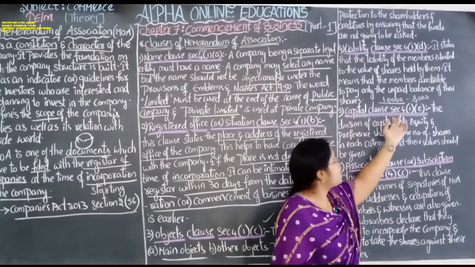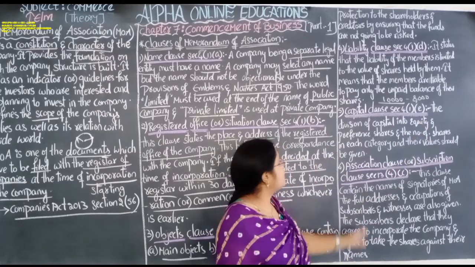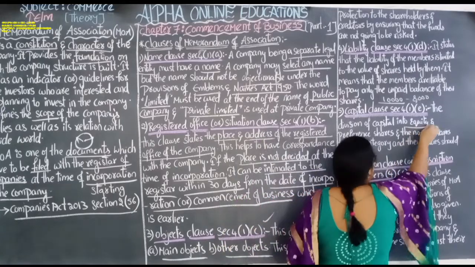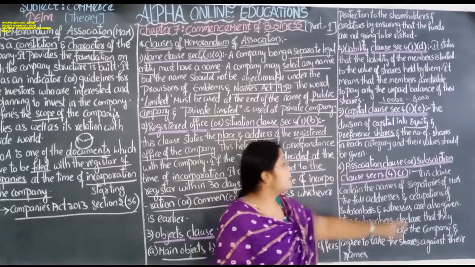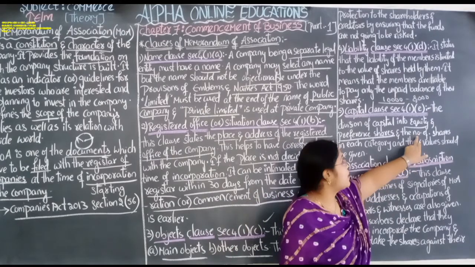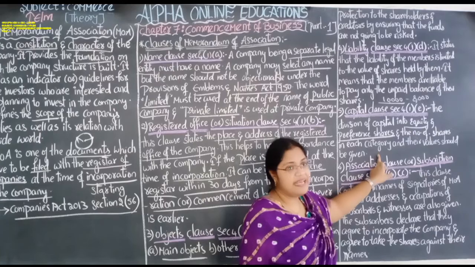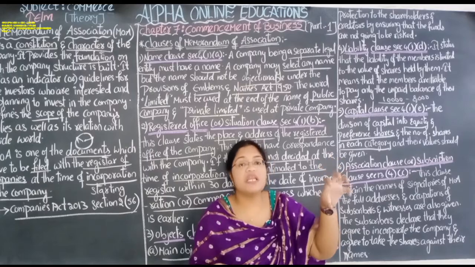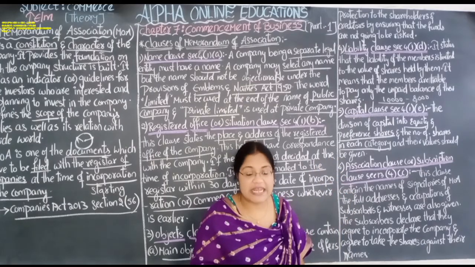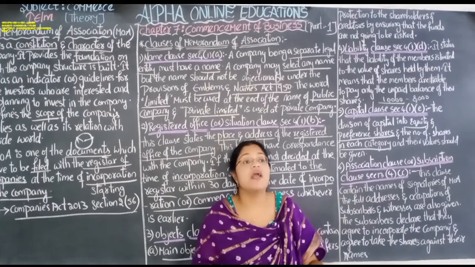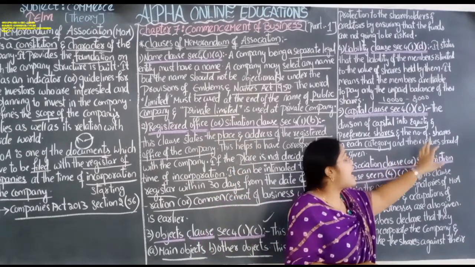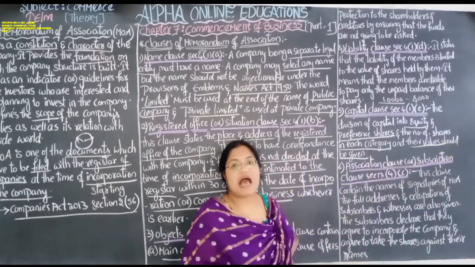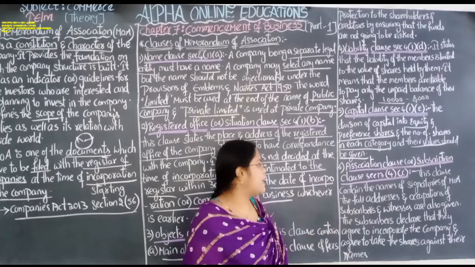Capital clause, section 4 subsection 1e. The total capital will be divided into equity and preference shares, and number. NO means number of shares in each category. So in case of equity shares, how many shares are there in the equity share category? In case of the preference share category, how many shares are there? And the value of each share should be given. Okay, the value of each share should be given.